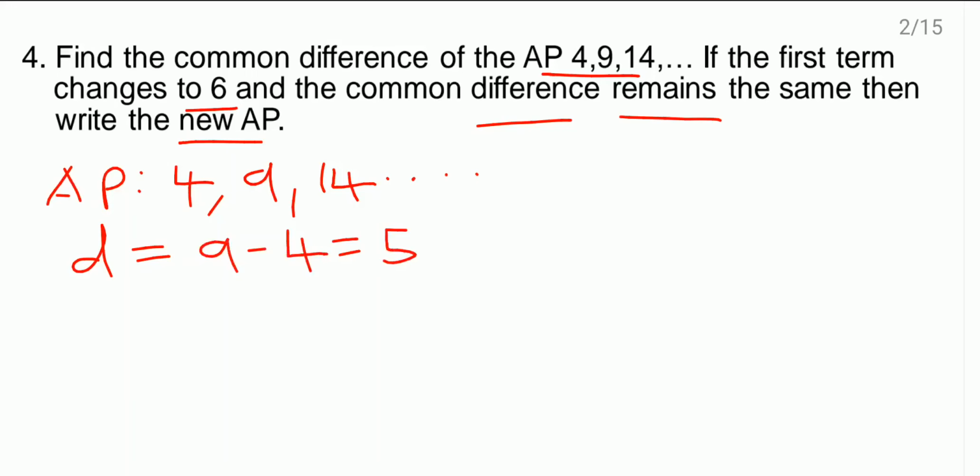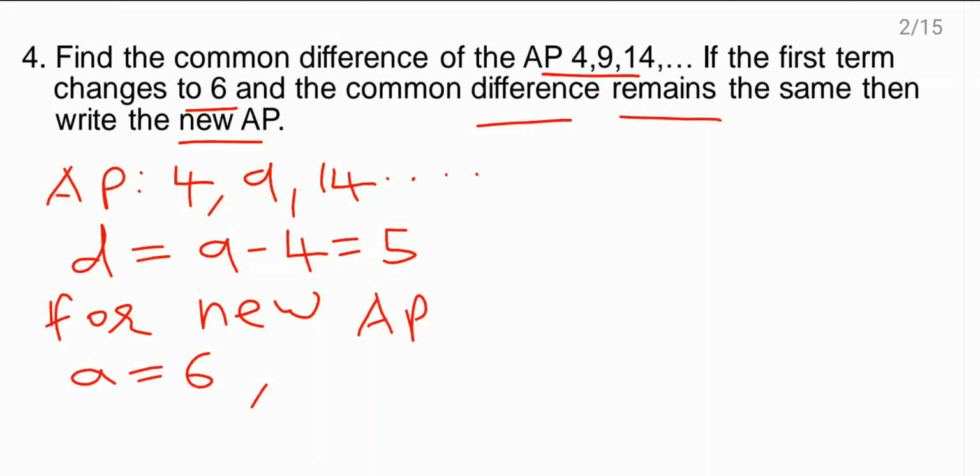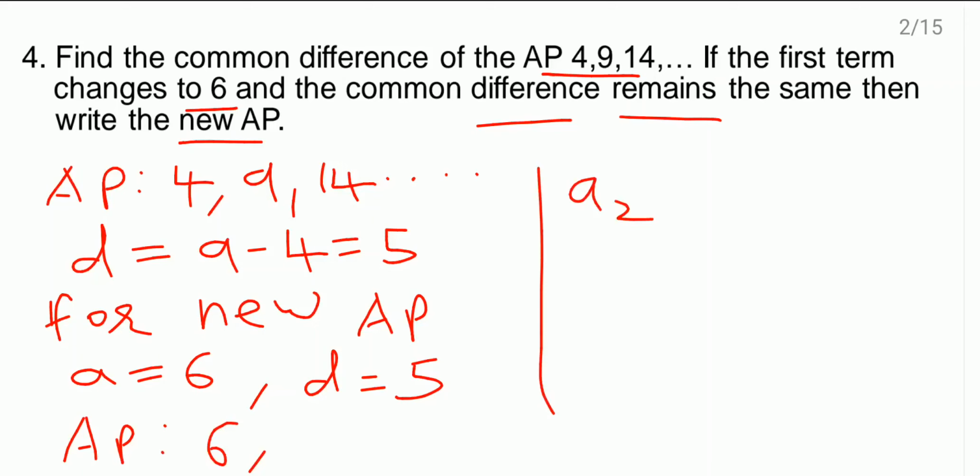Now they said if the first term changes to 6, so I need to write down the new AP. So here I'll write down for the new AP, the first term is 6 now. And the common difference remains the same. So this is the common difference. So I need to find out the AP. So how will I write down the AP here? The first term is 6. To get the second term, the formula is what? A plus D. So A is what?